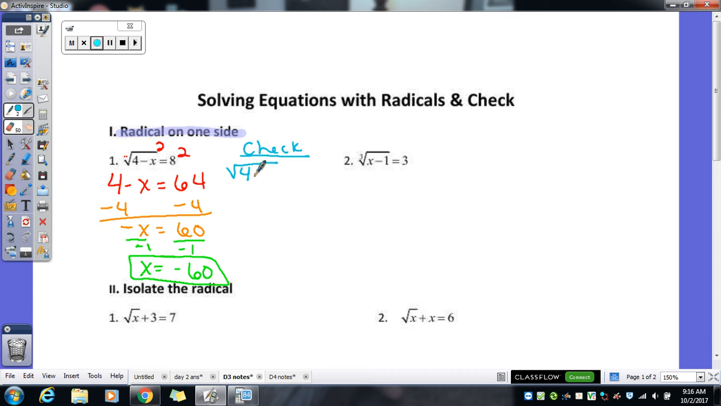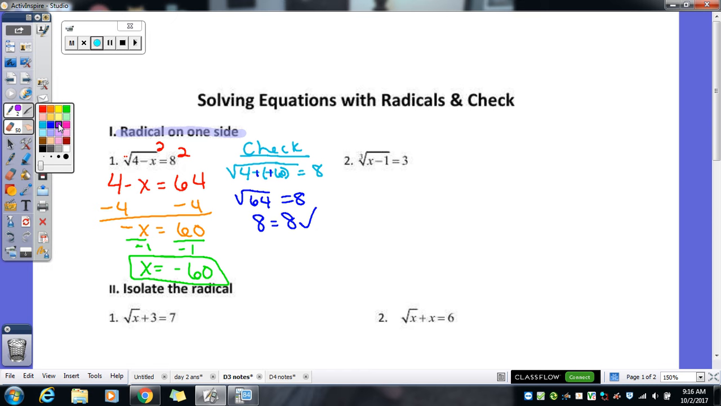So we're going to plug in our negative 60. Here, 4 minus the negative 60 makes it 4 plus 60, so we get 64. Take the square root of it, and we get 8 equals 8. So this one does check out. But a lot of times when you get 2 answers, one of your answers is always going to get rejected. So make sure you always do your check for your radicals.